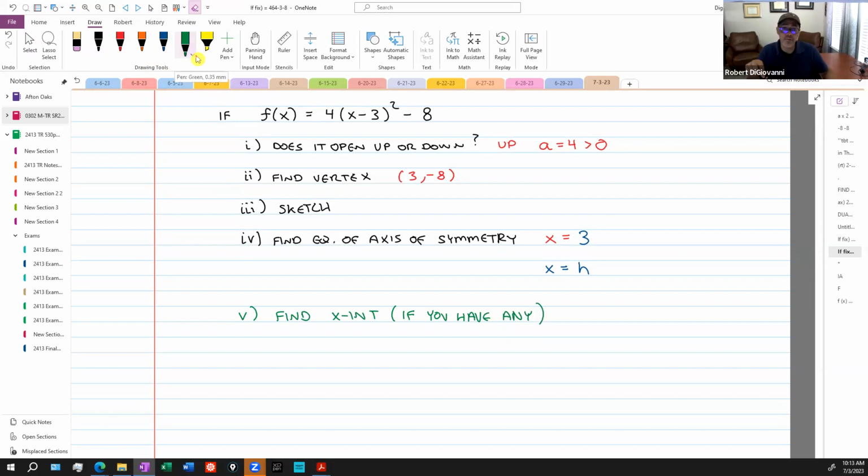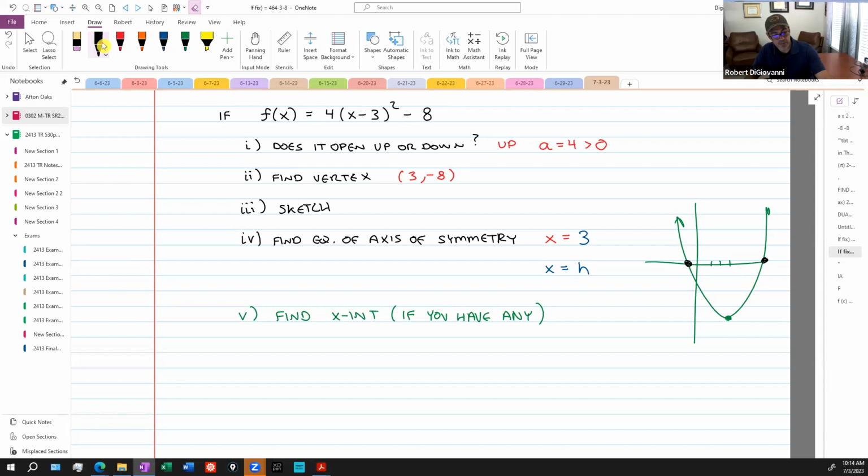Do we have x-intercepts for this one? Do you know? I mean, you already drew the picture, didn't you? It was go to the right three, go down eight, get a vertex, and it opened up, right? Like this. So we knew already that we should have two. We just don't know what they are.